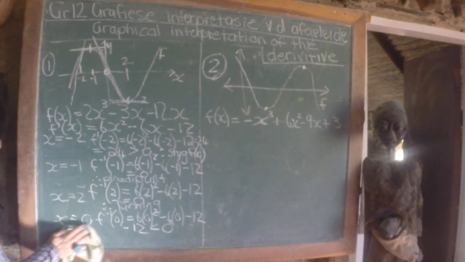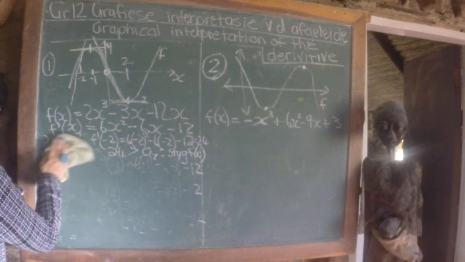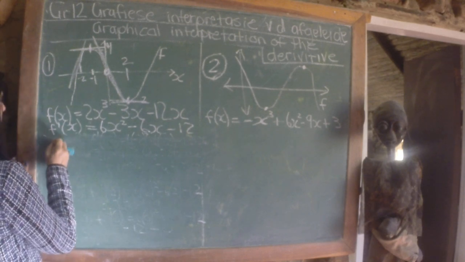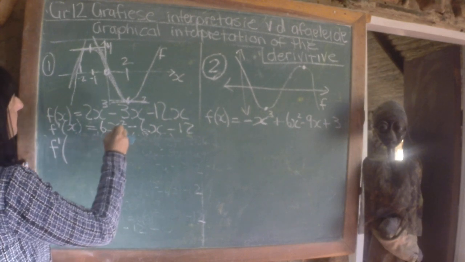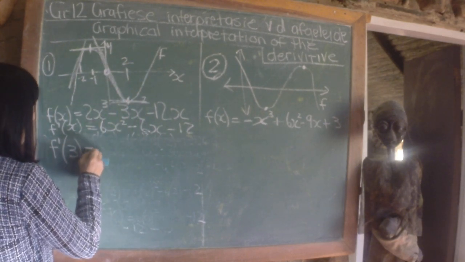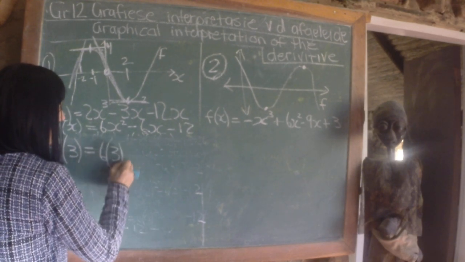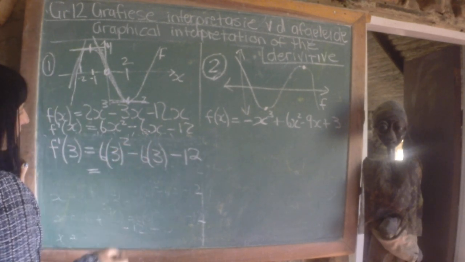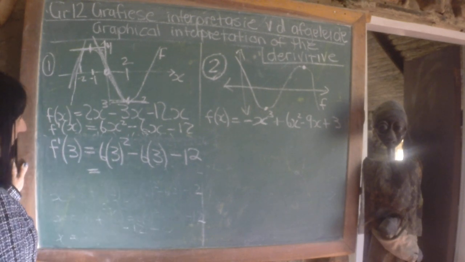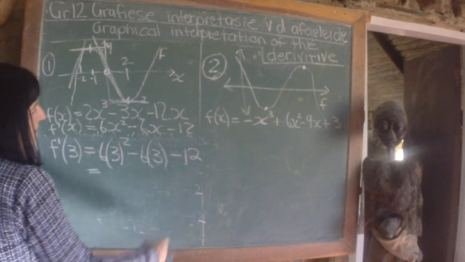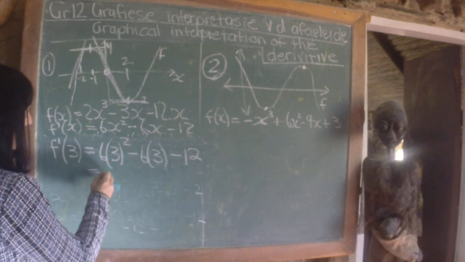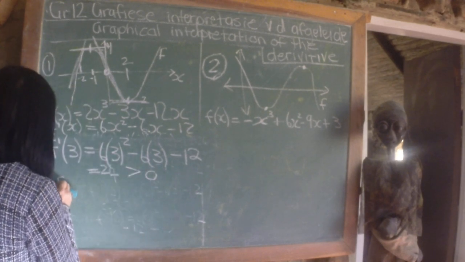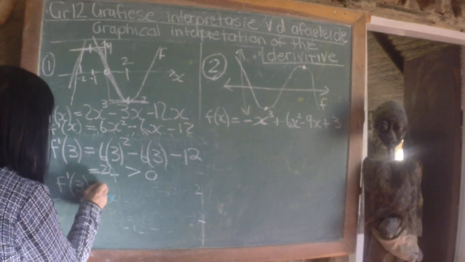Kom ons doen dan gou-gou vir 3. Skryf dit weer mooi netjies uit soos wat jy dit moet doen. Dis hoe ons dit volledig moet skryf. Ons gaan sê kom ons gaan kyk by die punt 3. Wat doen die afgeleide? Ons gaan sê 6 maal 3 kwadraat minus 6 maal 3 minus 12. Calculate that quickly. 6 maal 9 is 54, minus 6 maal 3 is 18, minus 12. Minus 18 minus 12 is klaar 30, en 6 maal 9 is 54, so dis 24. So 24 is clearly greater than 0.